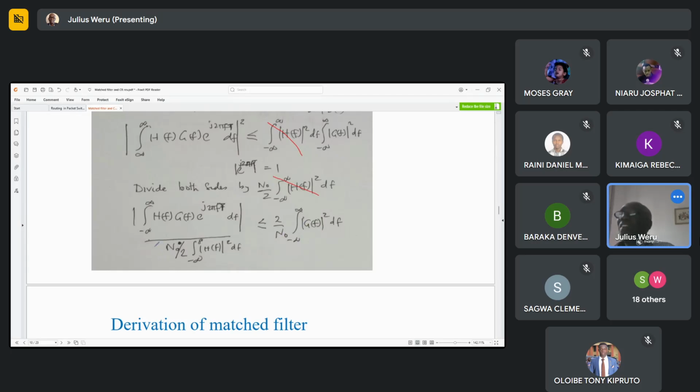So we are saying that this must be equal to or less than this. That's what we are saying.